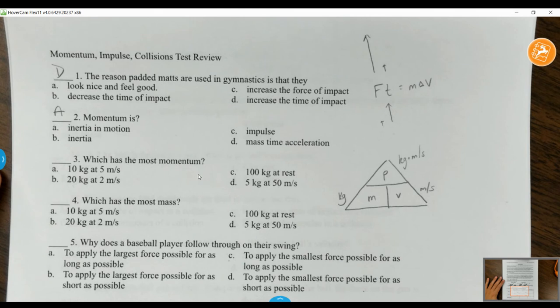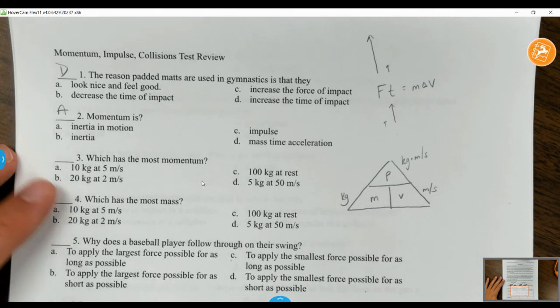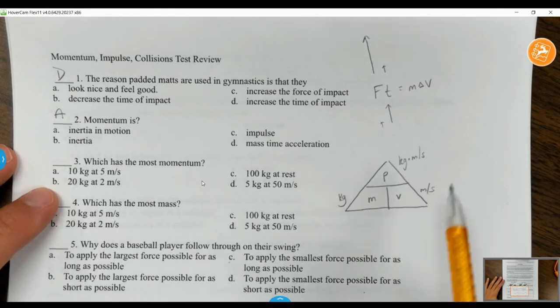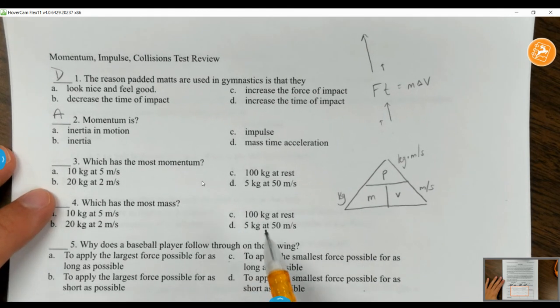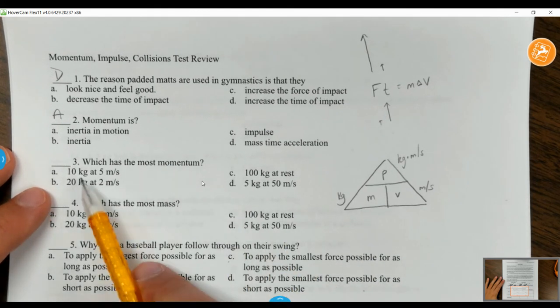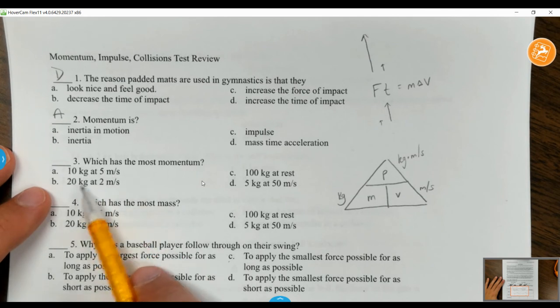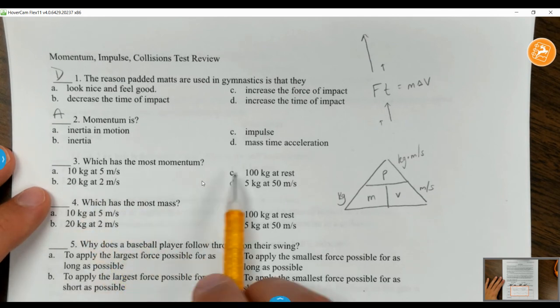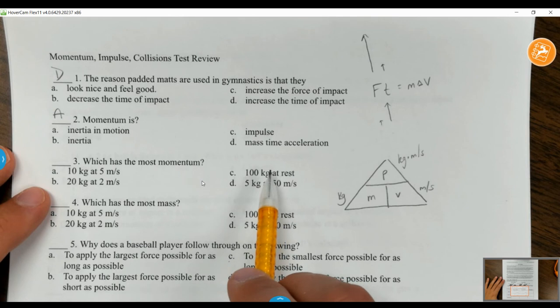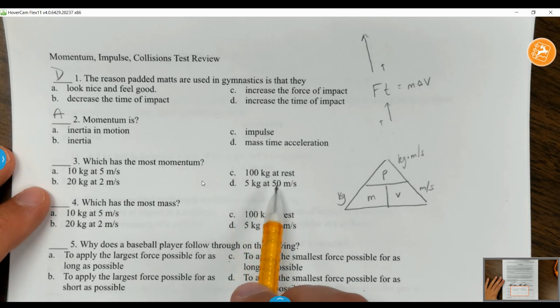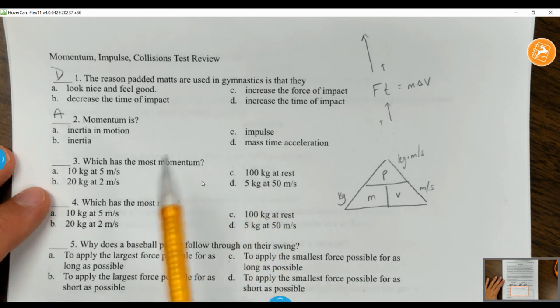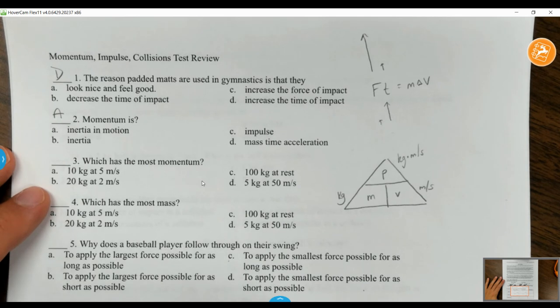So, which of these has the most mass? I'm sorry, the most momentum. Momentum is mass times velocity. If you multiply these two together, you get 50. You multiply these two together, you get 40. Multiply these two together, you get 0. Multiply these two together, you get 250. So who has the greatest momentum?